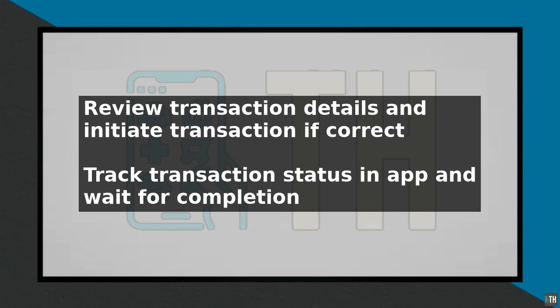Before sending crypto, make sure your account is enabled for crypto transfers and that you have sufficient funds in your account to cover the transaction amount and any applicable fees. By following these steps, you can easily send crypto with Robinhood. Remember to always double-check the recipient's wallet address and the transaction details before initiating a transaction to avoid any errors.